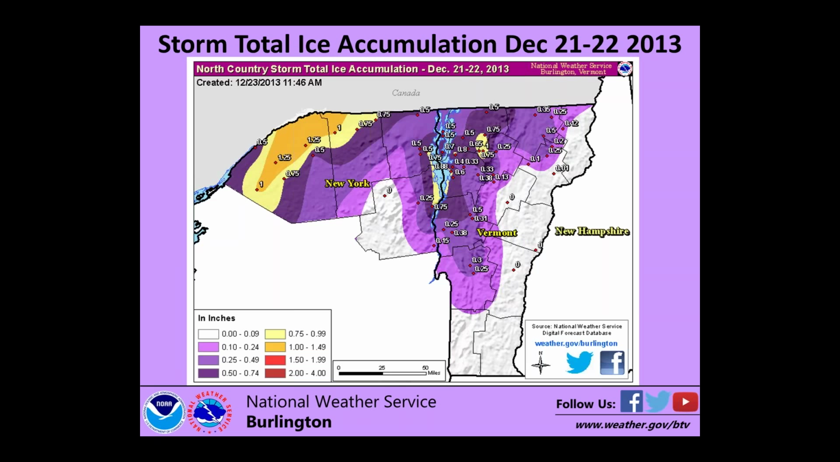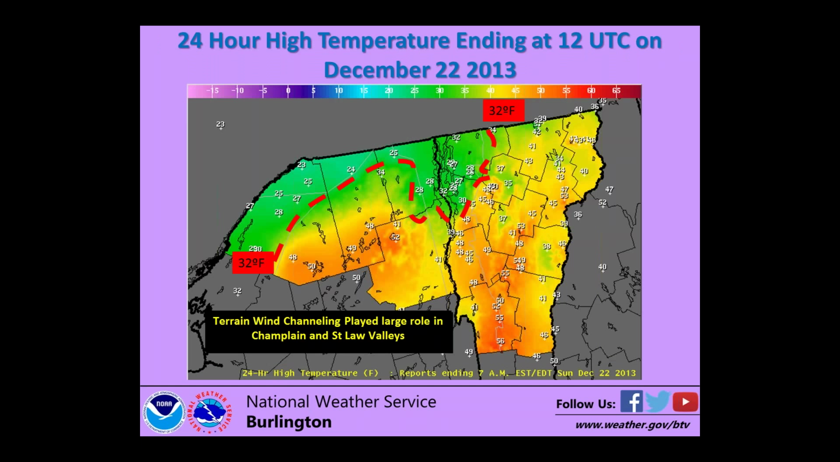So here's a map of the storm total ice, and places that got hit really hard are in the mustard color in the St. Lawrence Valley. Then we do have about 3/4 to an inch measured in the lower Lake Champlain, and a little bit of another peak in some of the higher terrain. But overall, many areas did see over a tenth of an inch of ice.